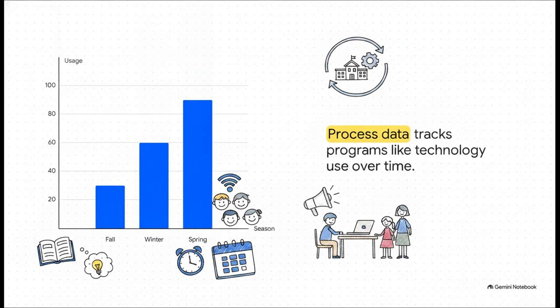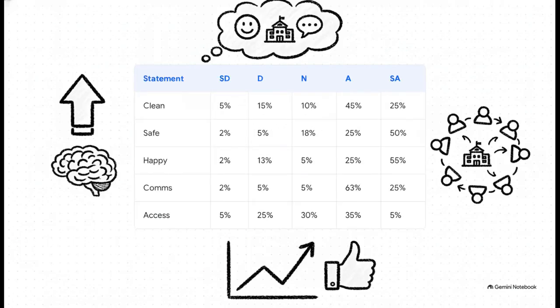For instance, if your process data shows that parents and students attend after-school activities mostly on Tuesdays, well, you can capitalize on that. You schedule your most important community events on the most popular day. Make sense, right? The third type is perception data, which captures people's opinions. Essentially, it's what they think they know.